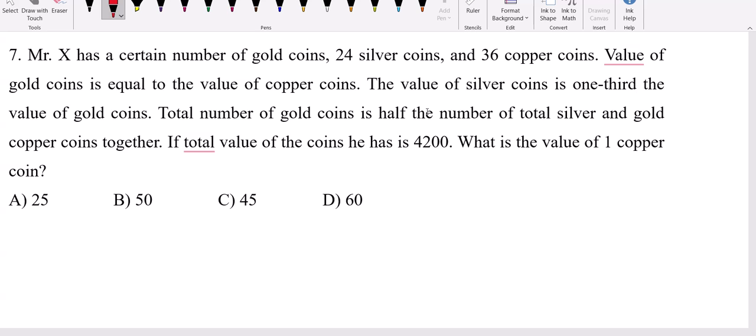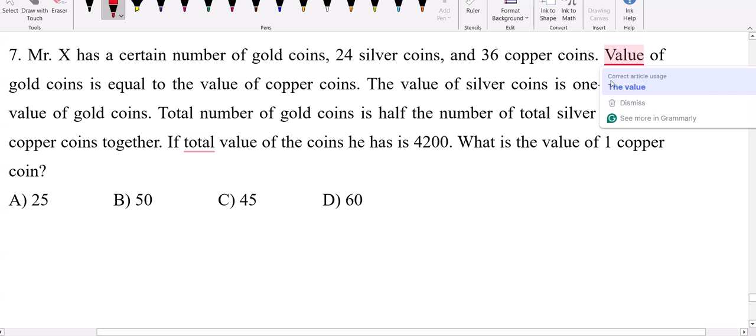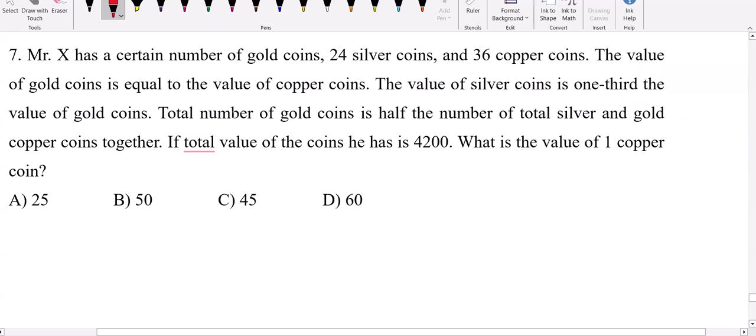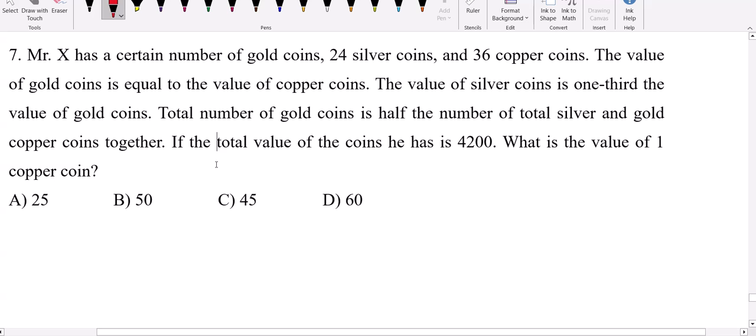How many gold coins initially is not mentioned. You have 24 silver coins, 36 copper coins. Value of gold coins is equal to the value of copper coins. The value of silver coins is one third of the value of gold coins. The total number of gold coins is half the number of total silver and copper coins together. The total value of the coins he has is 4,200. What is the value of one copper coin? See the data clearly.